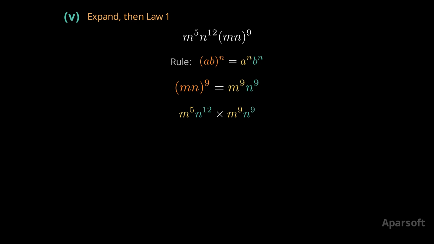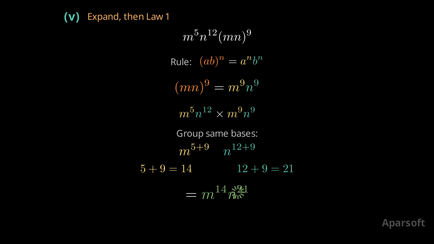Now we have m to the 5 n to the 12 times m to the 9 n to the 9. Group the m's together and the n's together. For m, 5 plus 9 is 14. For n, 12 plus 9 is 21. And there it is, m to the 14, n to the 21.